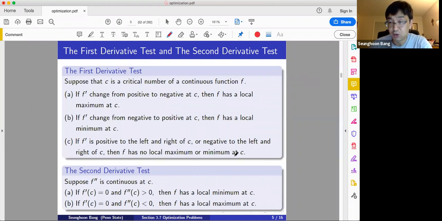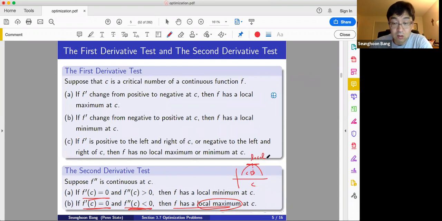Is this true? Yeah, this is true. You can check some graph. The graph is like this. This is C. What happens? F prime of C is equal to 0. We have a horizontal tangent line. So the graph is concave down. What does concave down mean? The second derivative is less than 0. So F prime of C equals 0 and the second derivative is less than 0. What does it mean? We have a local maximum here.